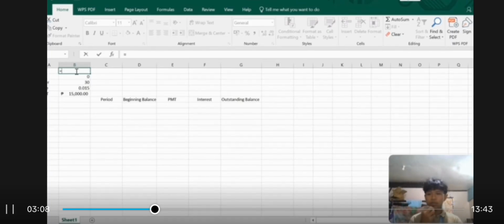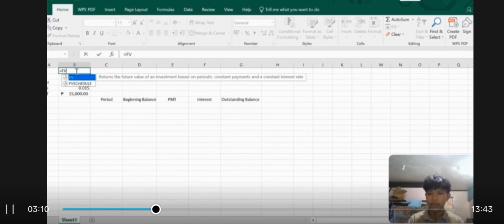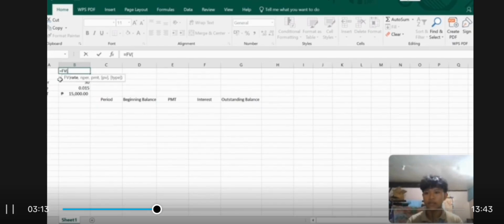And future value is equal to FV, open parenthesis, then, nakikita niyo ba yung pasunod-sunod, guys? You need to put that in this order. So the first is the rate, the 0.15, and then comma, the NPER, then comma again, and then PMT. So we need to put a negative sign in our PMT. It is because PMT or payment is entered as negative because of how Excel handles cash flow. So negative PMT, which is 15,000 pesos, and then your PV, which is 0.